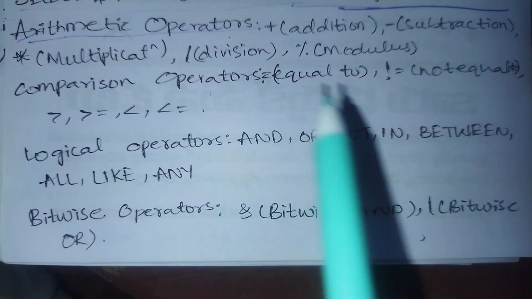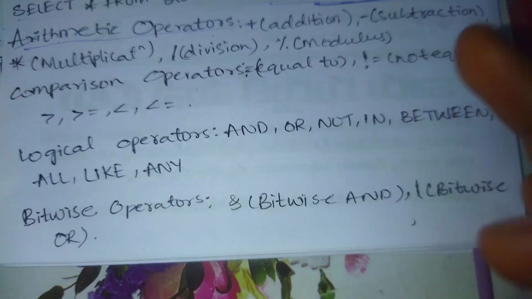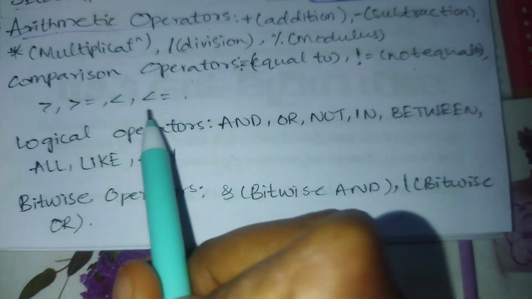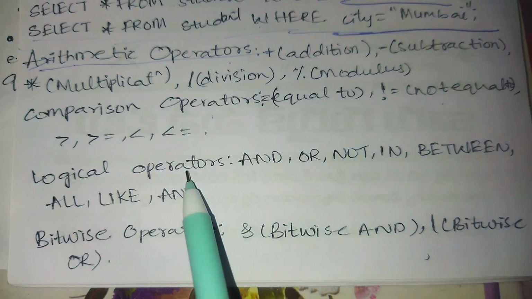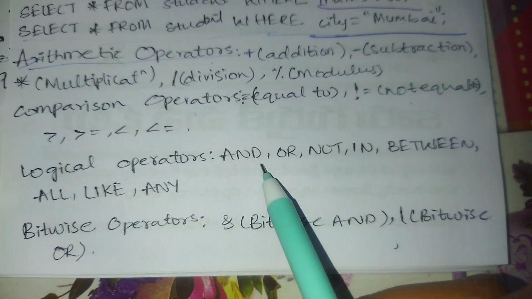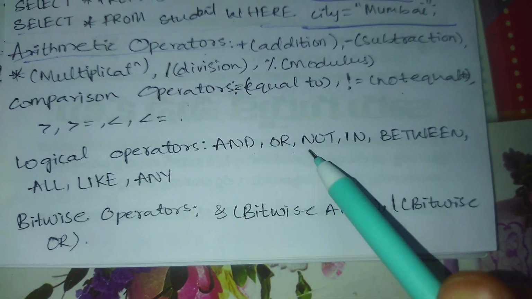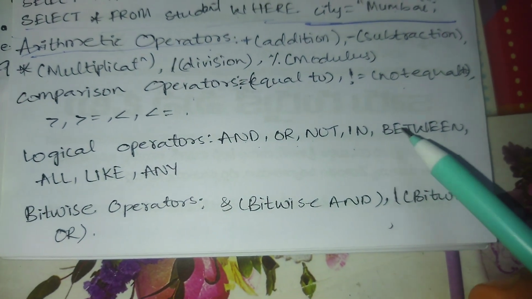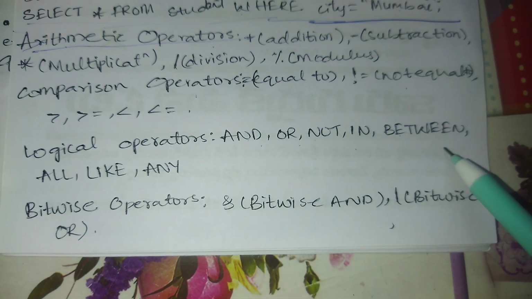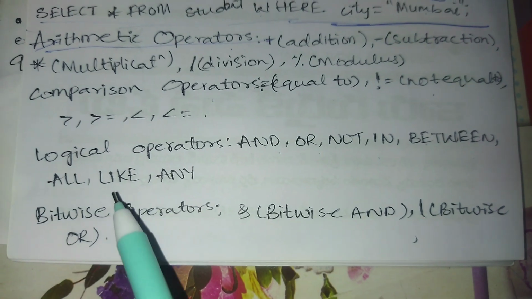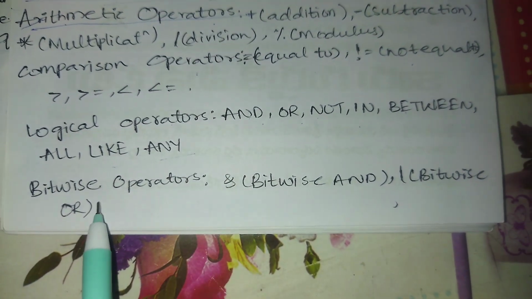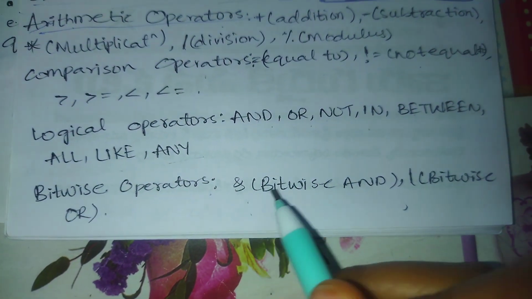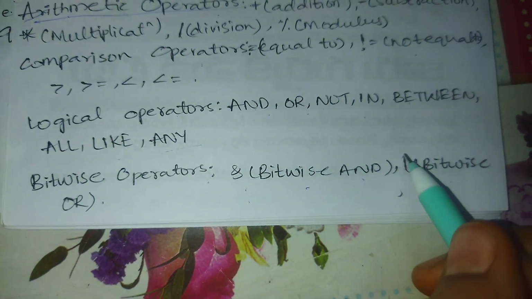Comparison operators are used for comparing two values with equal symbol, not equal symbol, greater than or equal to, less than or equal to. Logical operators we use are and, or, not: and is like multiplying, or is like adding, not takes the opposite value. Between is comparing two values, all is selecting all, like any. Bit operators: ampersand is bitwise and, this is the bitwise or.